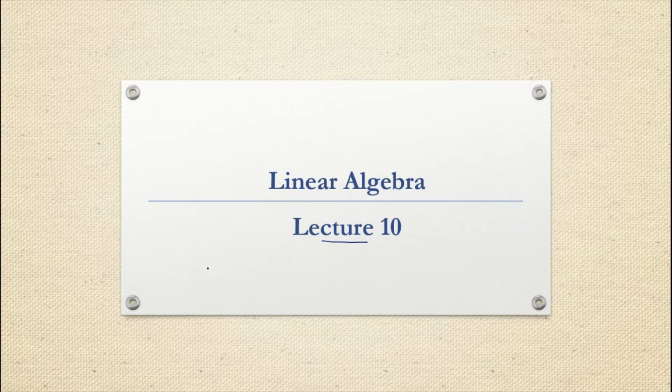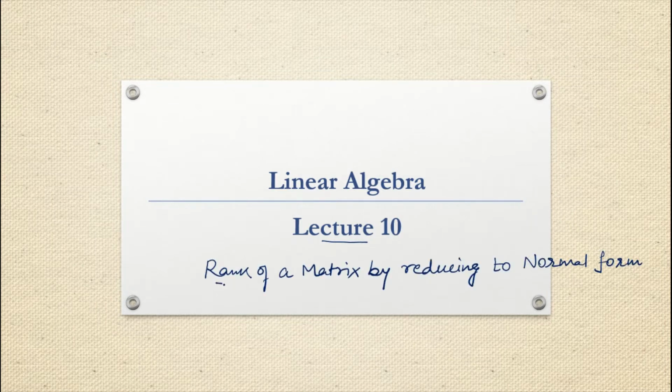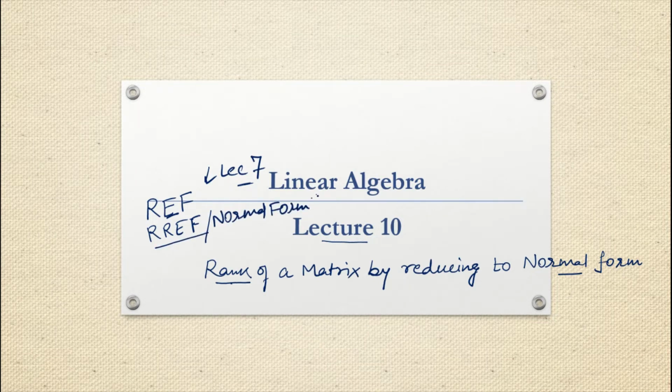In today's class, we are going to find the rank of a matrix by reducing the matrix to the normal form. Okay, for two classes we have been finding the rank of a matrix, but the method we discussed was to convert the matrix into the echelon form. Correct? We have covered REF form in lecture number 7. Fine. But in today's class, the method we are going to use is what? We are going to reduce the matrix into RREF form or normal form or canonical form.